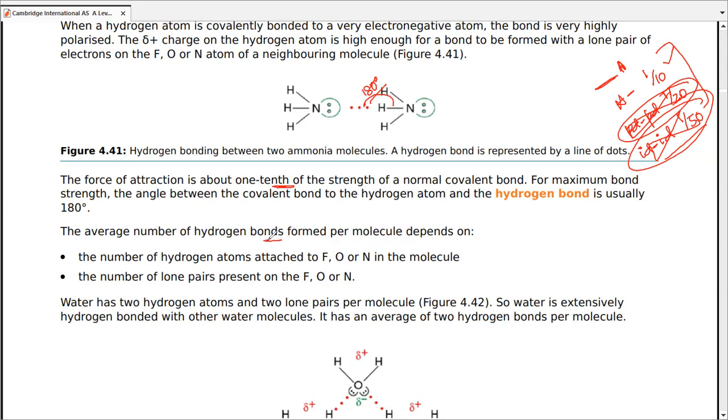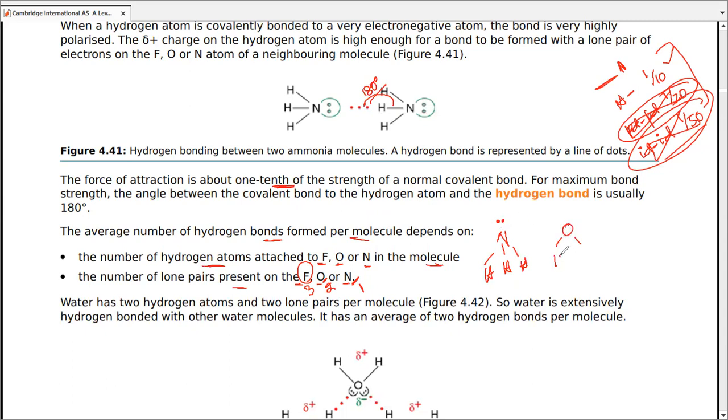The average number of hydrogen bonds formed per molecule depends upon the number of hydrogen atoms attached to F, O, or N in the molecule, or the number of lone pairs present on fluorine, oxygen, and nitrogen. How many lone pairs does fluorine have? 3. How many does oxygen have in its usual compounds? 2. How many does nitrogen have in its usual compounds? 1. Let's take an example. Ammonia, we're drawing again, would have 1 lone pair.